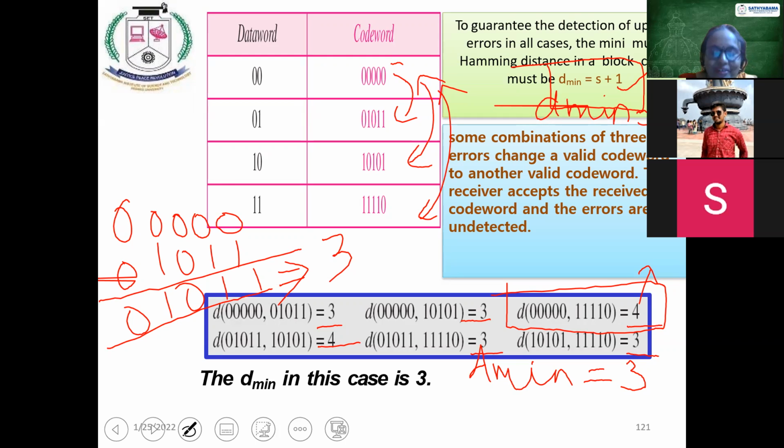Yeah, have you understood or not? We will go with some examples also. Don't get confused. Yes, ma'am. Okay.